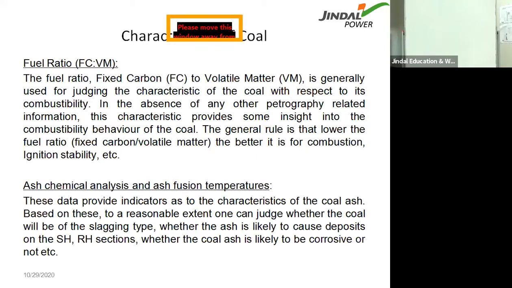And ash chemical analysis and ash fusion temperatures are basically determined to handle the maneuverability of coal, the handling systems, whether how much ash percentage is contained inside a coal, so that it can cause deposits to make the coal a little slaggy and a little bit adhesive, so that it can cause jams inside the bunkers, inside the coal mill, inside the coal handling systems.